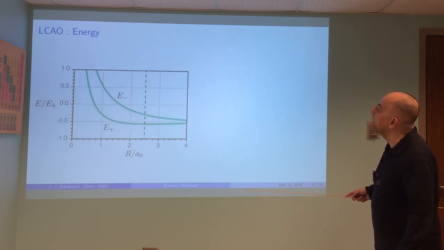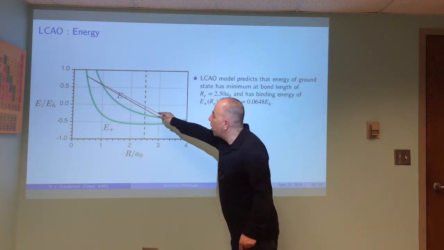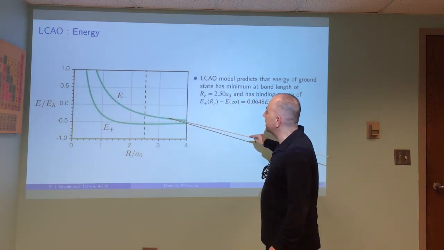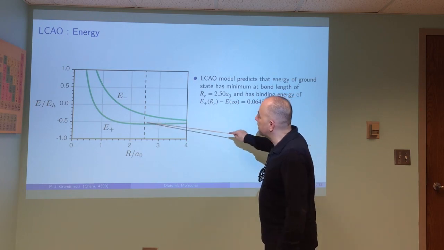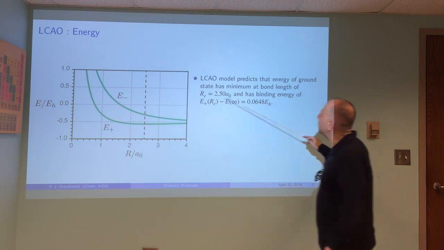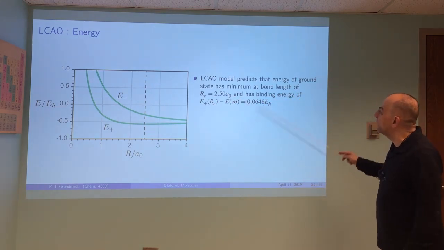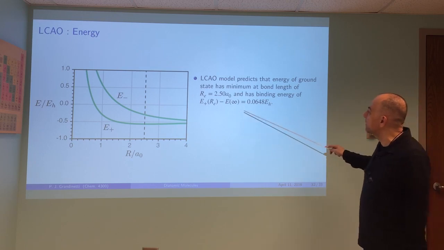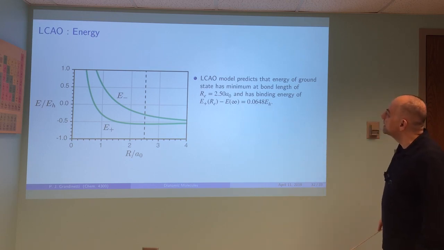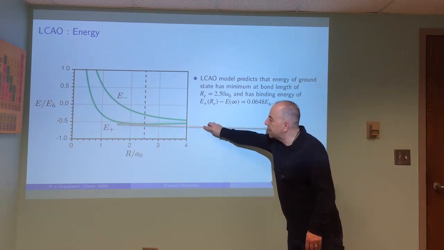And if I put, so I put the total together here. So this is the total energy with all those terms combined, and E plus and E minus. Then you see that the minimum, kind of shallow in this picture, but there it is. It's at 2.5 Bohr radii. 2.5 Bohr radii is where it is. And the binding energy works out to be 0.0648 Hartrees there. So the difference between infinity and down here.